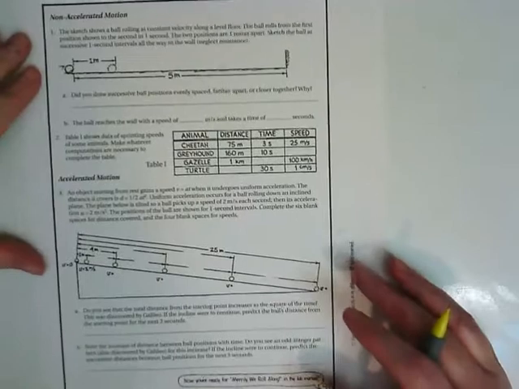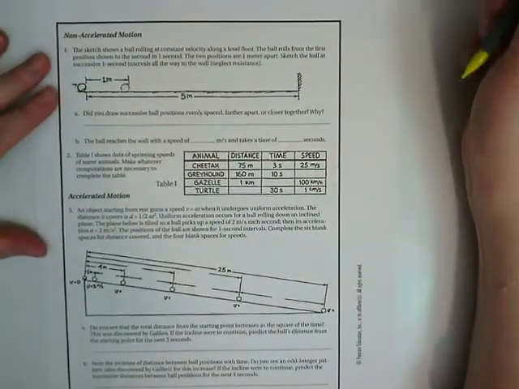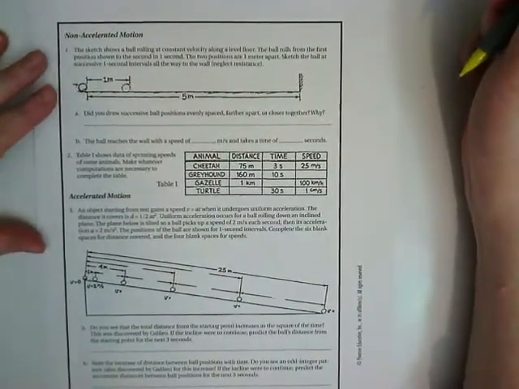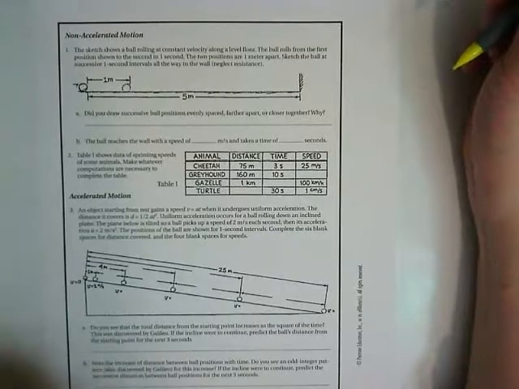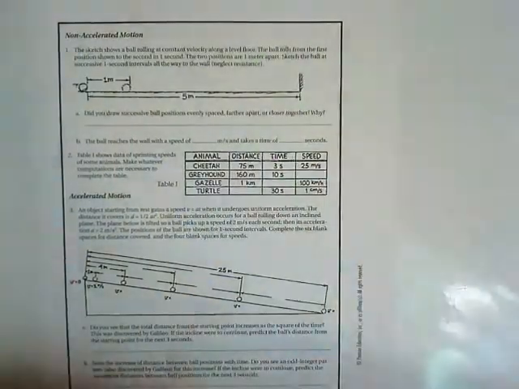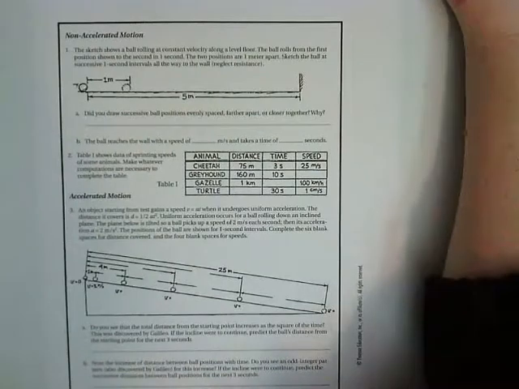All right, on to our last page, non-accelerated motion. The sketch shows a ball rolling at constant velocity along a level floor. The ball rolls from the first position shown to the second in 1 second. The two positions are 1 meter apart. Sketch the ball at successive 1 second intervals all the way to the wall.